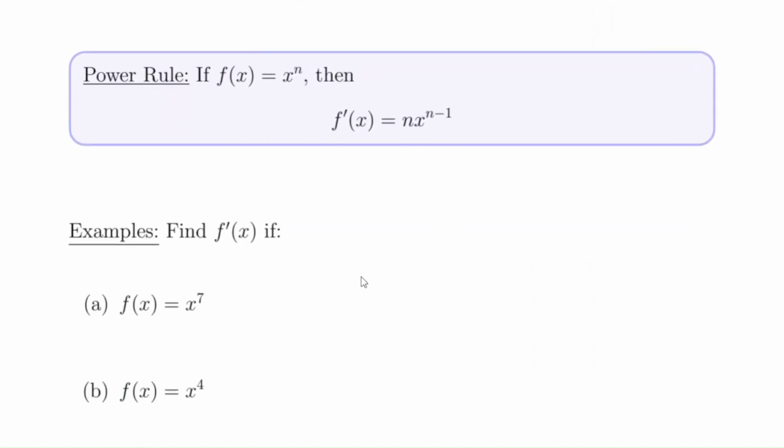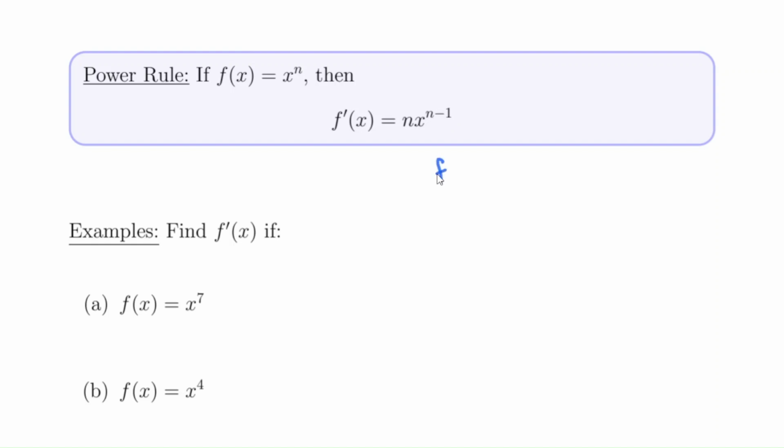Okay, now the next rule is going to be extremely useful. It's called the power rule because we're looking at powers of x, but actually it's a powerful rule because it allows us to take derivatives real easily and real quickly. Now, suppose we're trying to find the derivative of x to the n. What is the derivative of x to the n? Well, the power rule says the derivative is going to be n times x to the n minus 1.